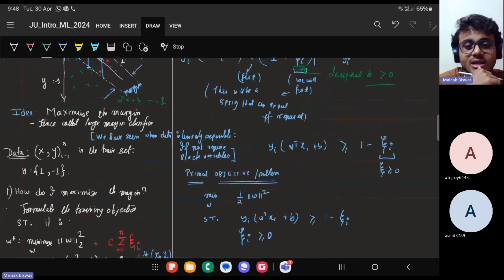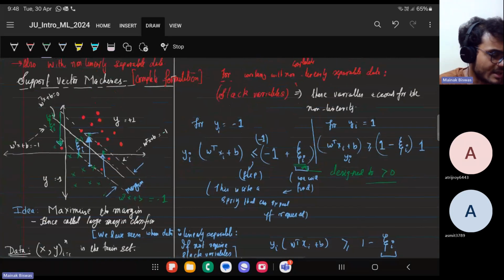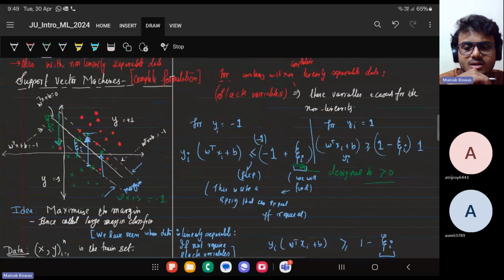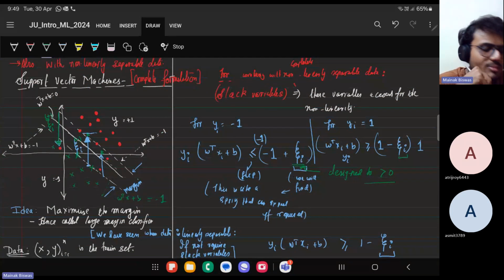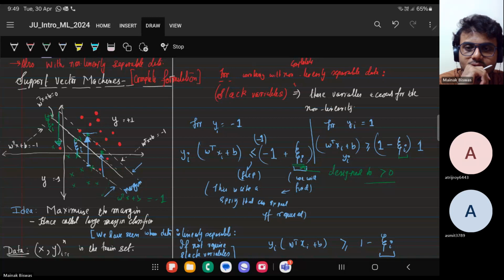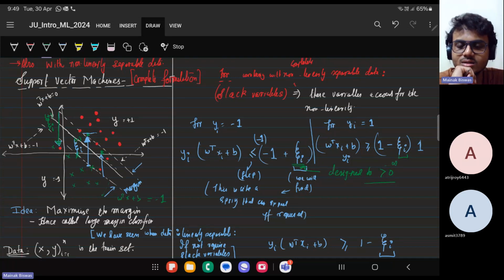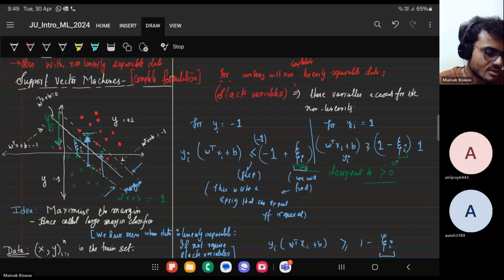If I do not put any constraint on xi, I will make xi very, very big. And I will be extremely happy. Why? Because if I put xi to be infinity, what will happen? All constraints will hold. Yes or no? This will become minus infinity. So W transpose x_i plus b will always be greater than that.